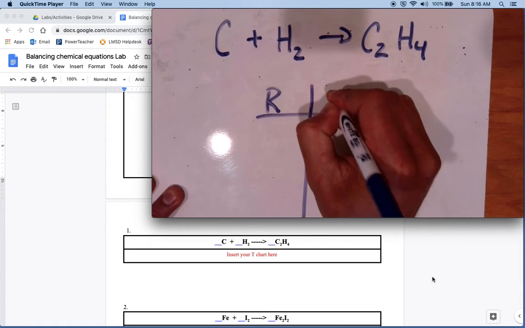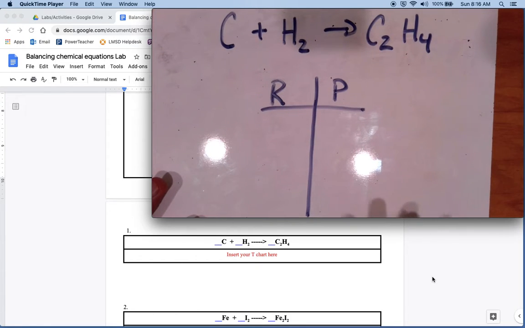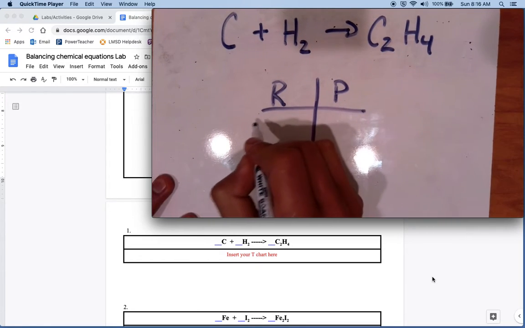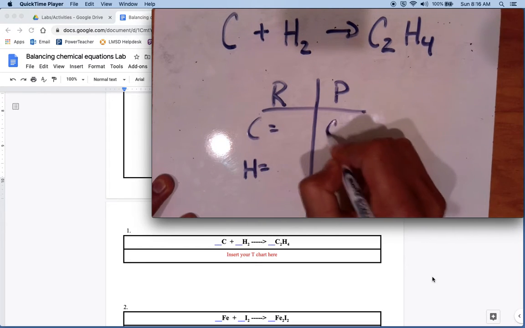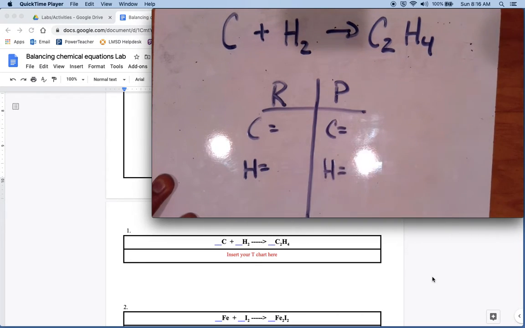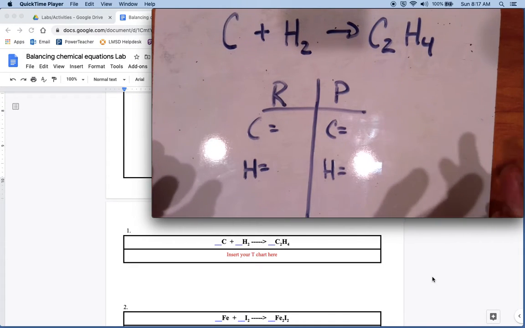I'm going to make my little T-chart that I have right here. Now I'm going to count the number of types, a number of atoms I have. First thing I have to do is write down which types of atoms I have. I have carbons and I have hydrogens on both sides. Remember your T-chart, it's going to look exactly the same on both sides to begin with.